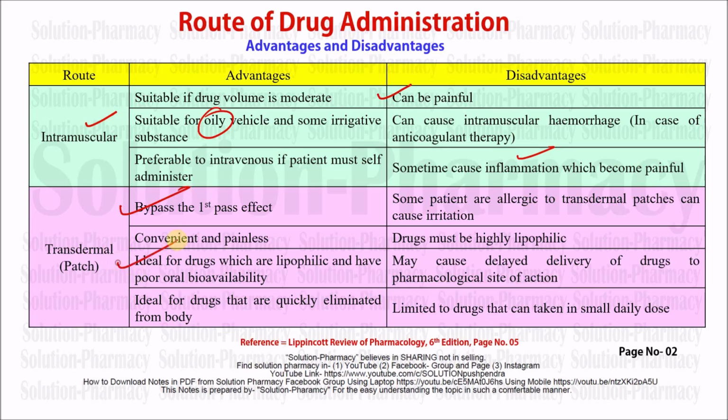The next advantage says ideal for drugs which are lipophilic and have poor oral bioavailability. If any drug is not suitable via the oral route of drug administration because of lipophilicity or poor oral bioavailability, then we have to go for transdermal patches. The next advantage says ideal for drugs that require quick elimination from the body. If you think the drug has to be removed from your body, then this will help you out, because you just have to peel it off and the drug will be completely eliminated from your body. The basic disadvantages or limitations of this route of drug administration are as follows.